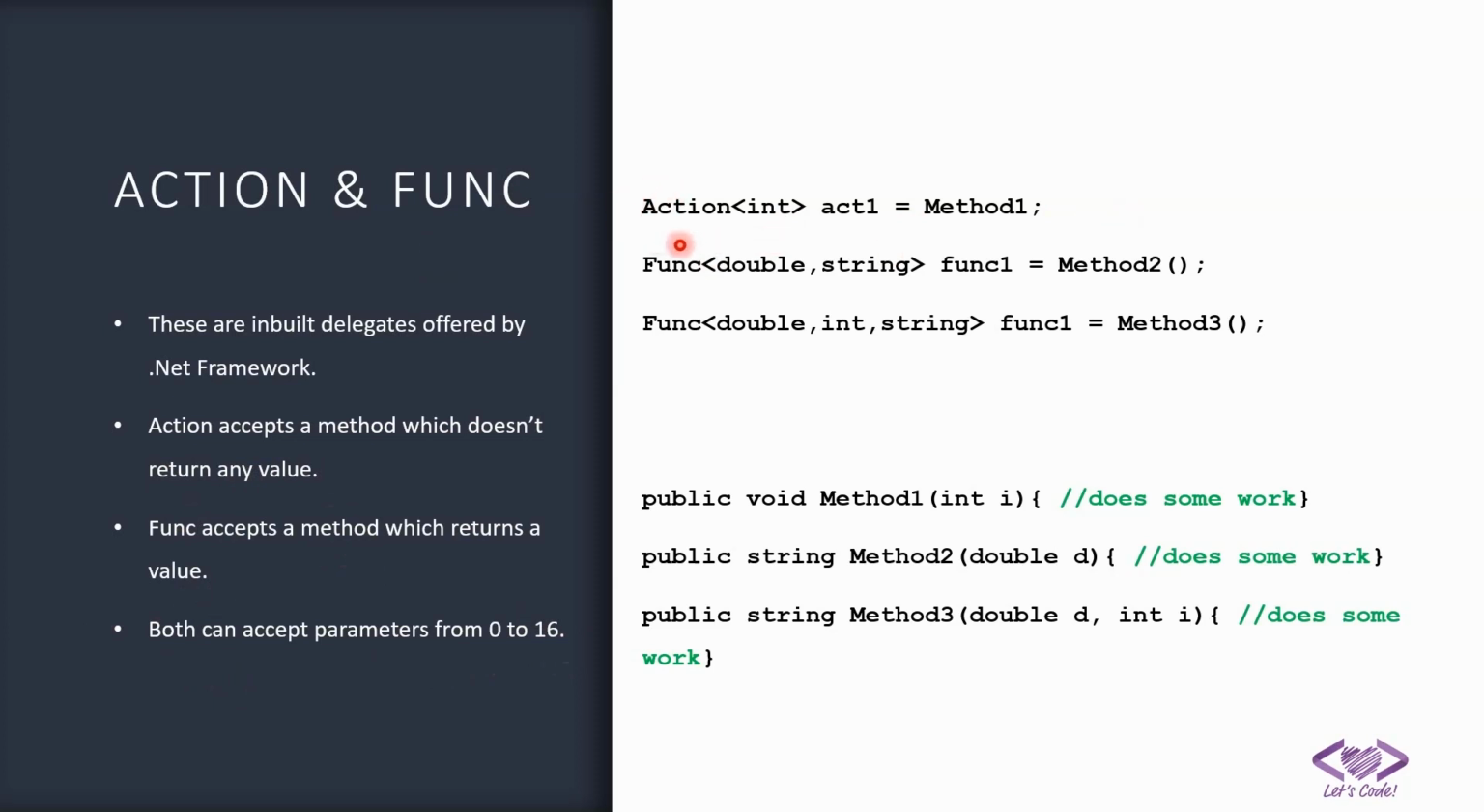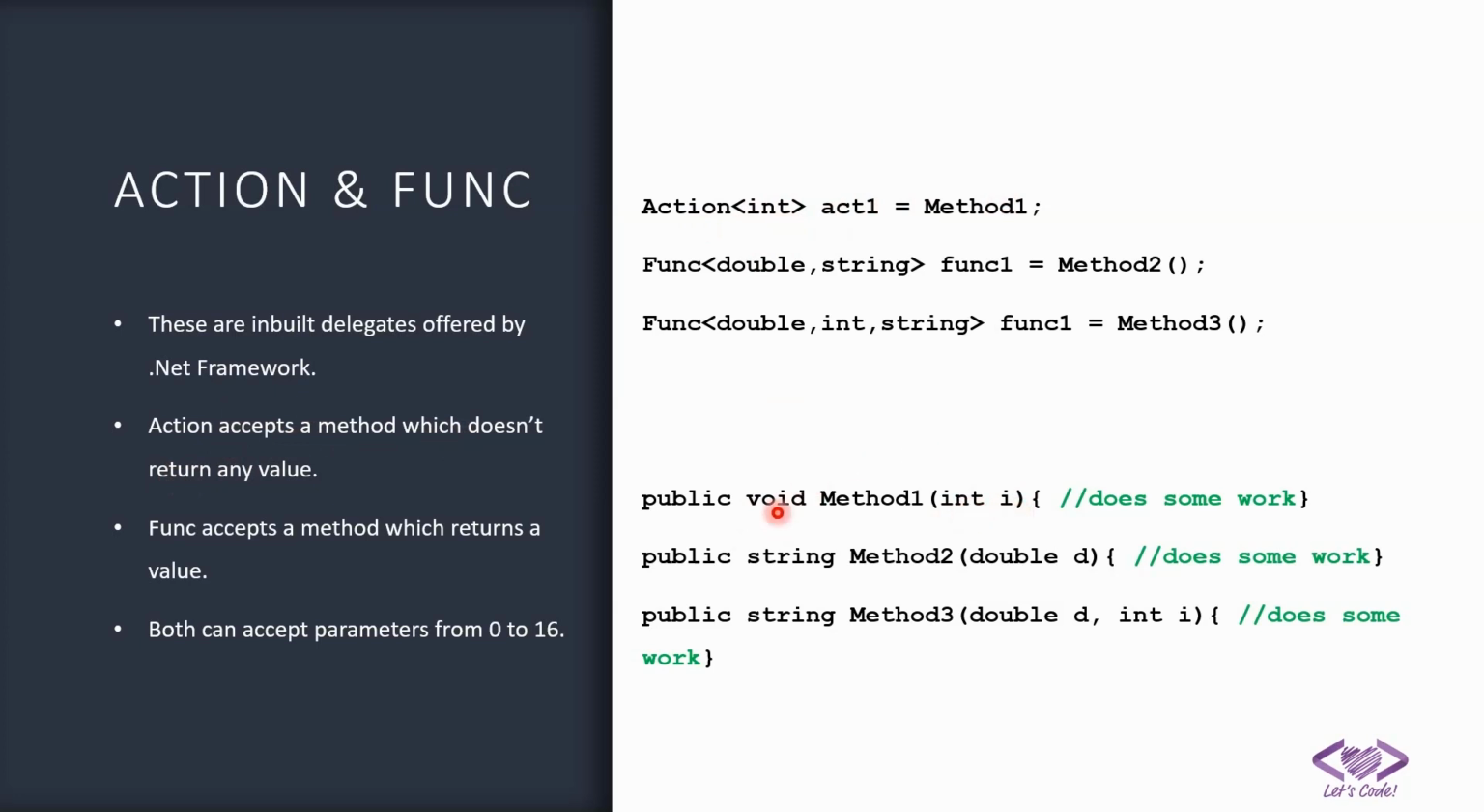You can use the keyword Action, and in the angular braces you can tell what is the data type. In the case of Action, as I have explained already, it expects a parameter but it doesn't return a value. So if you have mentioned something, by default this data type is for the parameter. I'll say Action<int> some variable equal to a method. This method should have the signature which returns nothing, that is void, and takes a parameter i.